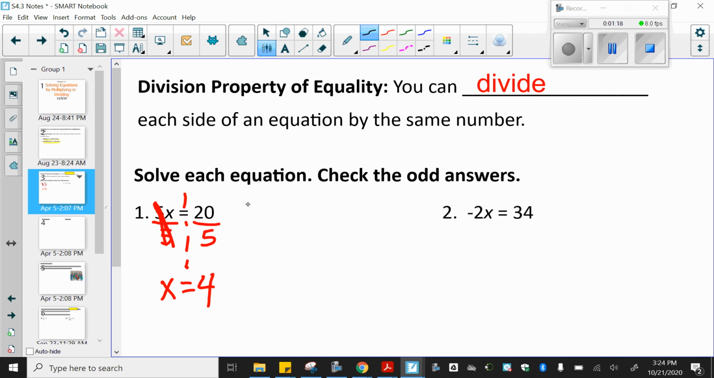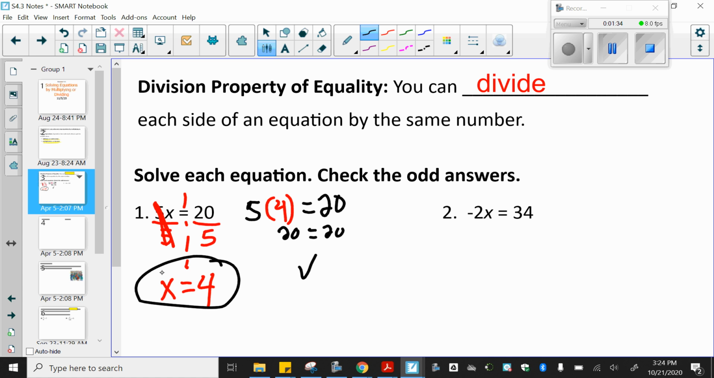We can say 5 times 4 equals 20. 5 times 4 does make 20, so 20 equals 20. Check. x equals 4. All right, let's look at the next one.